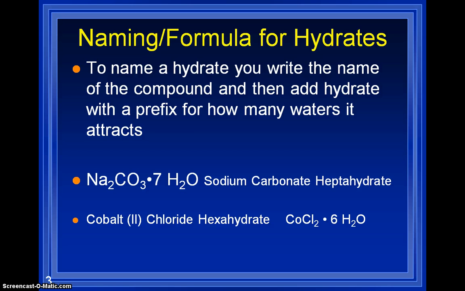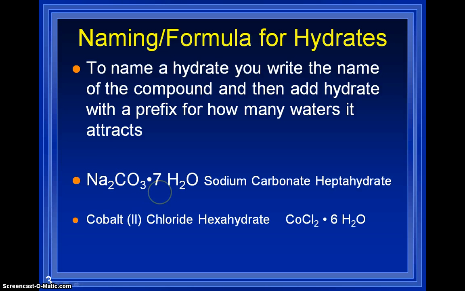Now, it's very simple. We've already learned how to write the formulas for ionic compounds. Hydrates are ionic compounds, and in the name we actually put how many waters they tend to attach to themselves. So, for example, sodium carbonate is an ionic compound. Remember, we know how to write the formula for sodium carbonate. Carbonate's a -2, sodium's a +1. So this is just the formula for sodium carbonate here.